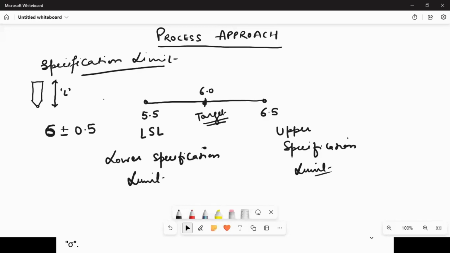So he told me, Amit, you can go up to 6.5 on the upper limit and 5.5 on the lower limit. Okay, this is his expectation. So specification limits are the customer expectation. Correct? It is not linked with the actual performance.